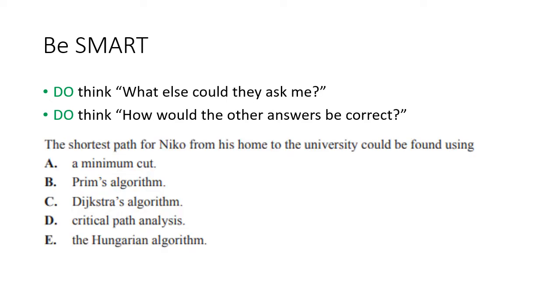We're also talking about Be Smart. So what else could they ask me? Especially when you get multiple choice questions, you could say, how would the other answers be correct? So yeah, sure, the answer for this question was Dijkstra algorithm, but when would it be a minimum cut or a Prim's algorithm or a critical path analysis or a Hungarian algorithm? That's not one question. That's at least 5 questions for you to think about.